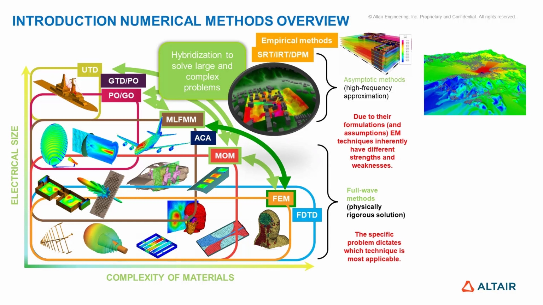Now, if we continue to move up in terms of structural dimensions, we prefer using what are known as the asymptotic methods, such as physical or geometrical optics or the uniform theory of diffraction. These asymptotic methods are nothing but high-frequency approximation methods. These methods provide faster results with fewer computational resources.